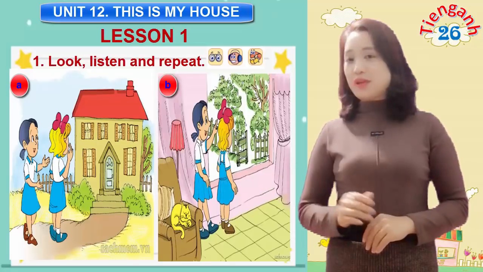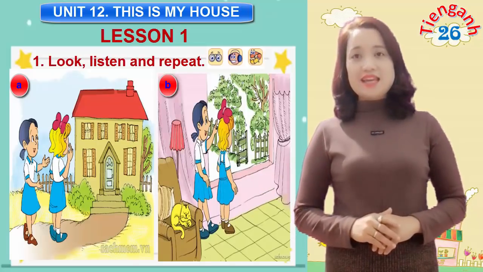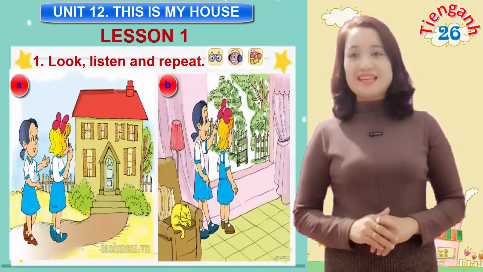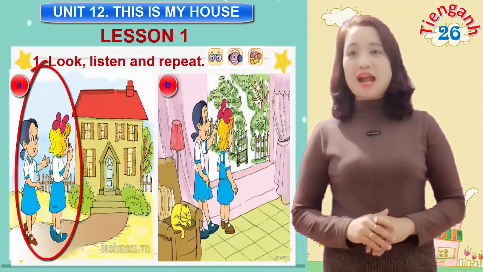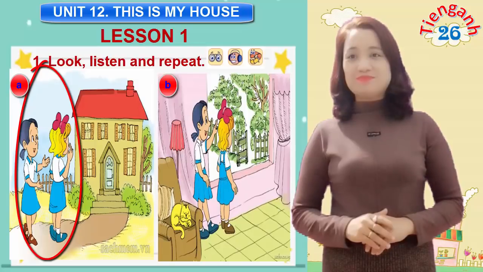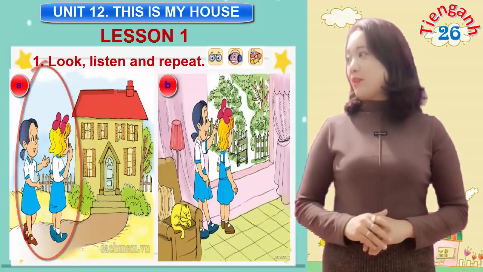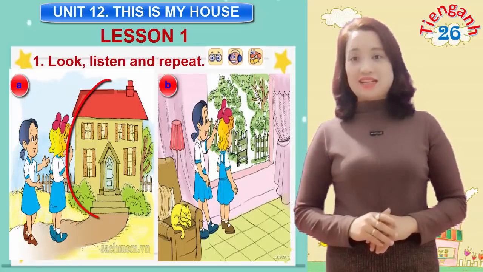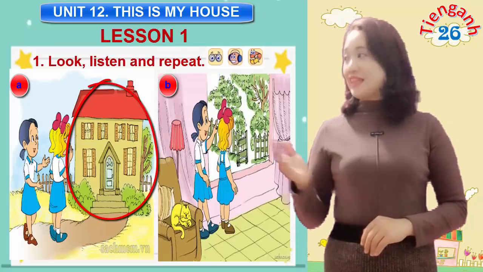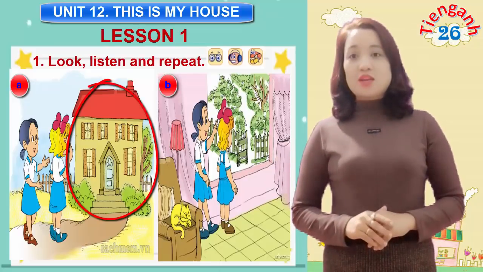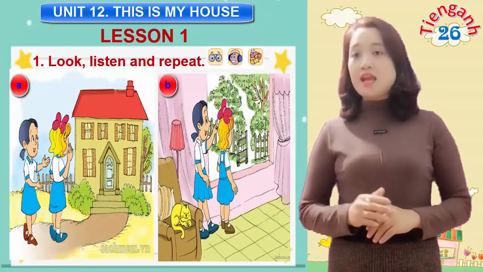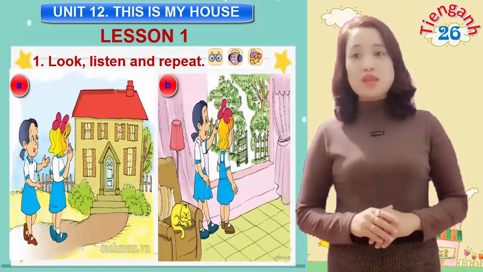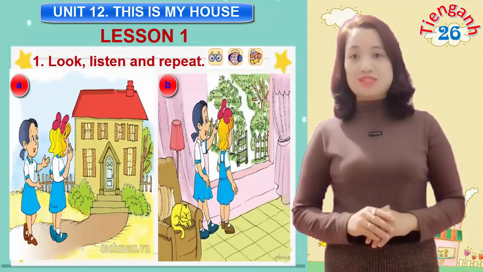I have two pictures, A and B. Now look at the pictures and tell me who are they. Yes, they are Mai and Linda. And this is a house. Now listen to the conversation between Mai and Linda and tell me what are they talking about.